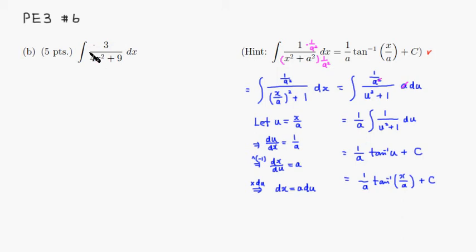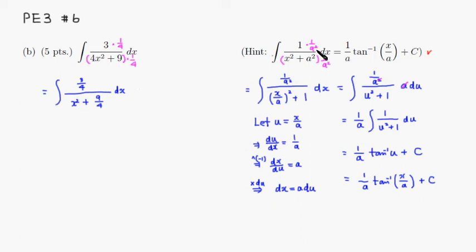But anyway, we have to make this look like this hint. The coefficient of x squared has to be 1, and now we have 4 there. So what we're going to do is divide top and bottom by 4, so multiply by 1 over 4. Then what you get is the integral with 3 over 4 on top, and on the bottom x squared, because the 4's cancel out, plus 9 over 4, dx.